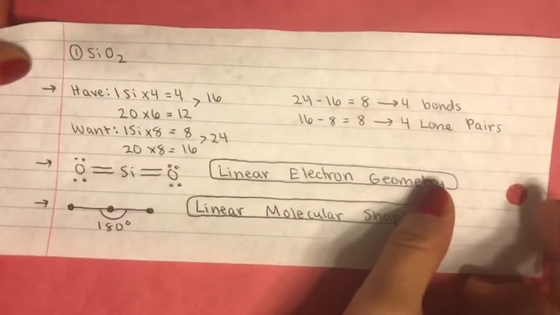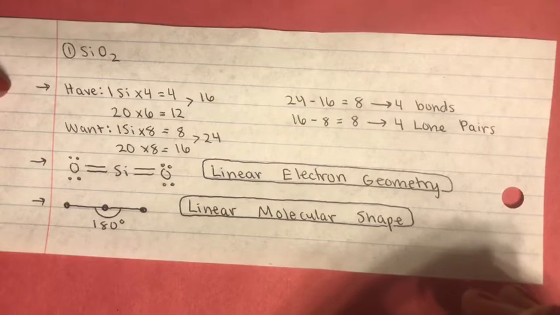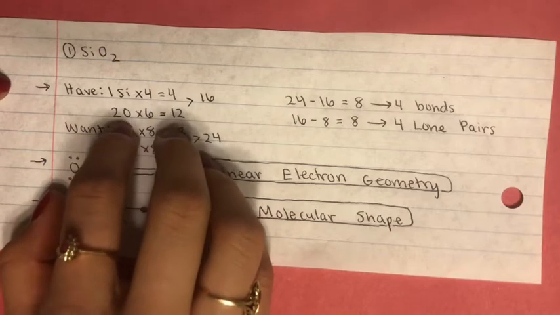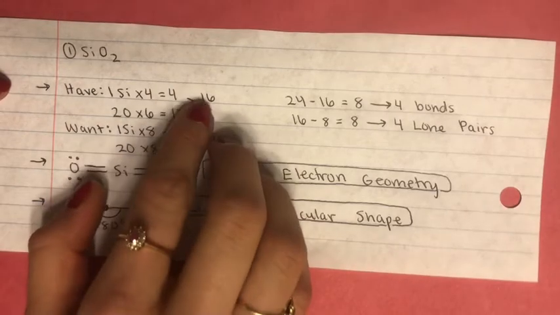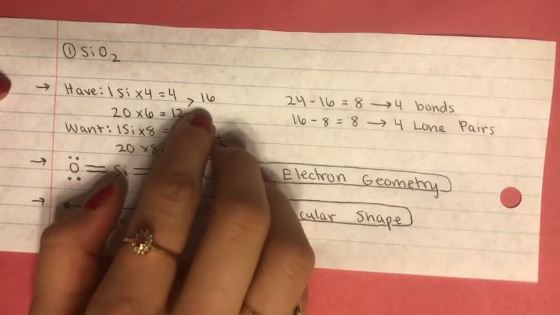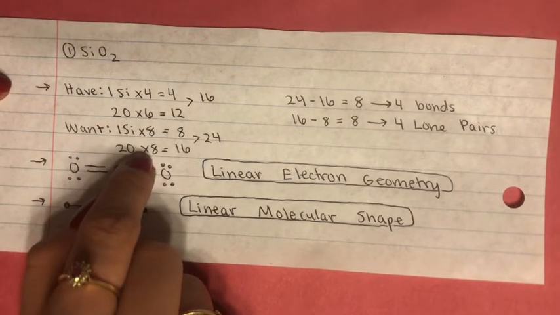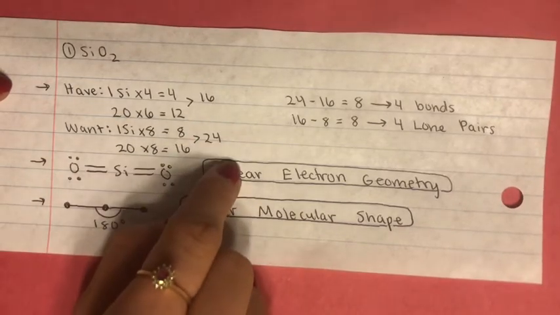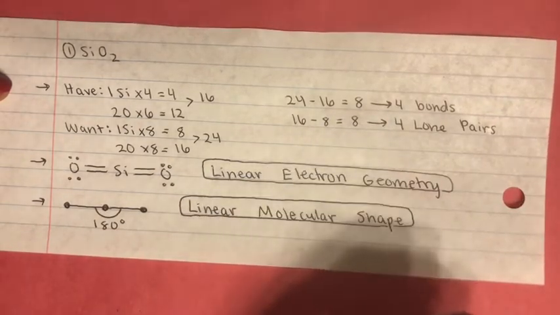Here is the first example, SiO2. Before we can draw the electron geometry, we have to solve for it. Now, Si, or silicon, has 4 electrons. 2 oxygens both have 6 electrons each. Therefore, 4 plus 12 is 16, and the compound has 16 electrons. But each atom wants 8 electrons, and therefore, the compound wants 24 electrons in total. Therefore, it will have 4 bonds and 4 lone pairs in the drawing.